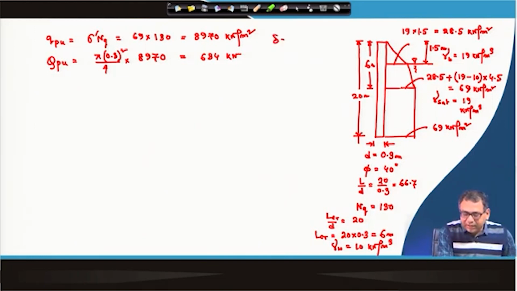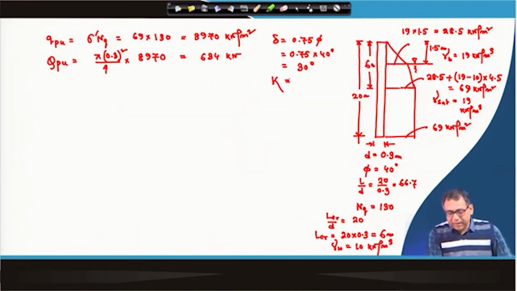Okay. Now, we have to calculate the friction resistance. Now, here we are taking delta equal to 0.75 phi, where phi is 40 degree, so this is 30 degree, and for dense soil with a concrete pile, K value is 2. For the loose soil K value is 1, dense soil K value is 2. For 40 degree phi and above K value is 2, and for 30 degree and less K value is 1 for concrete pile. So, if the soil is in between 30 to 40 degree, then you can take K value in between 1 to 2 for concrete pile accordingly. Okay. So, now this is the K value.